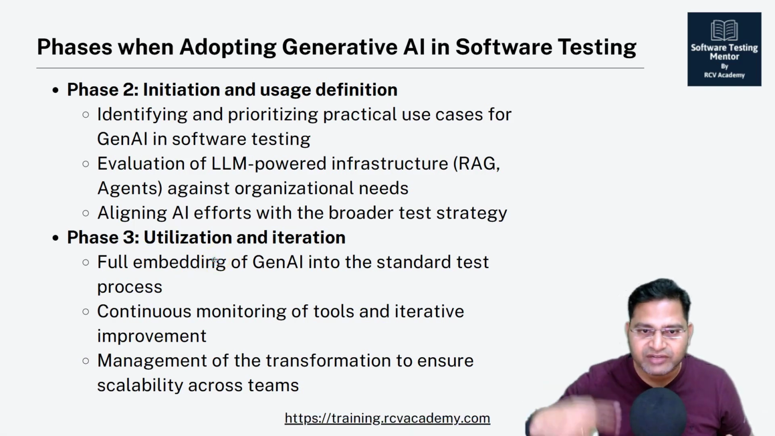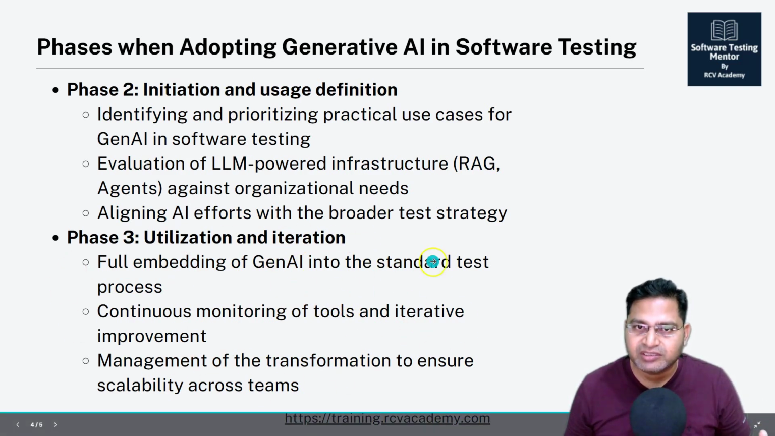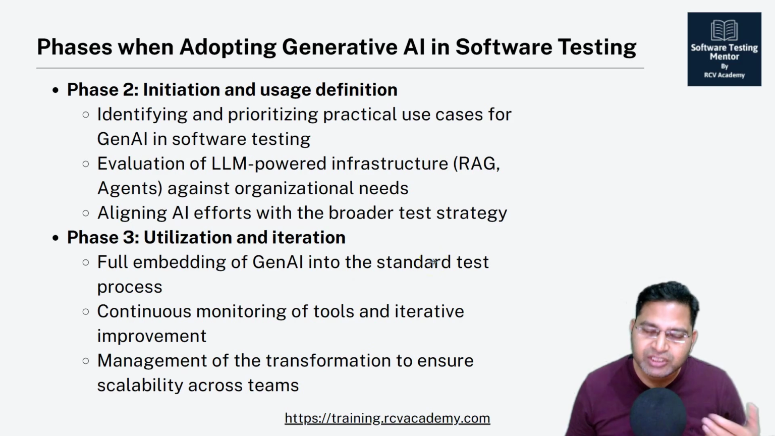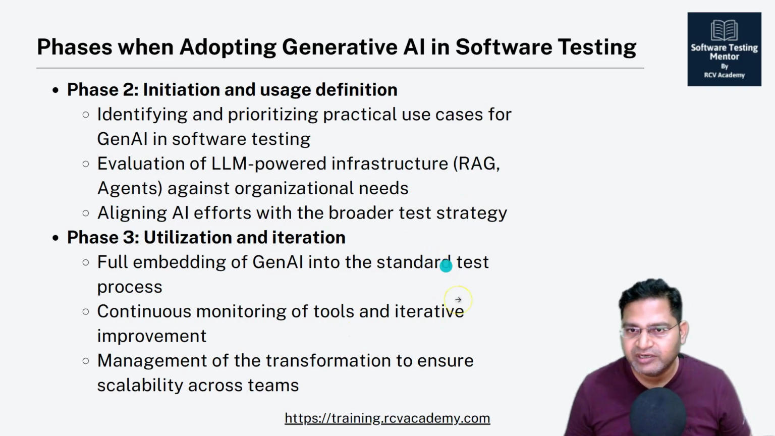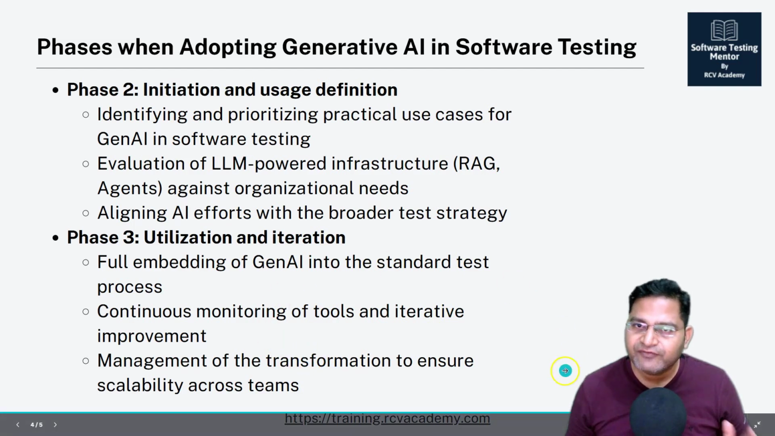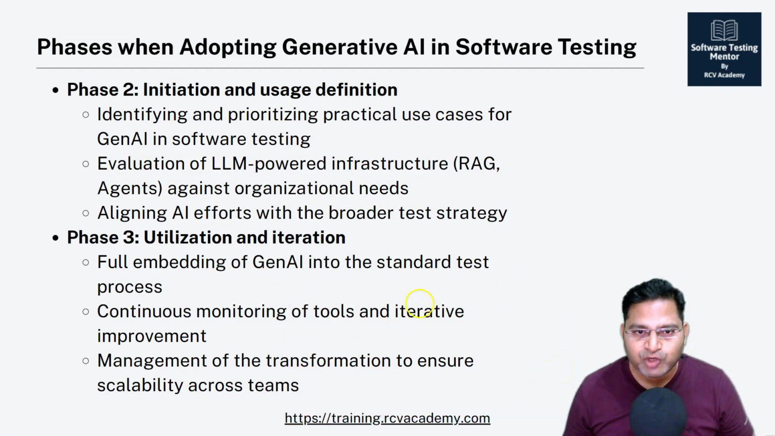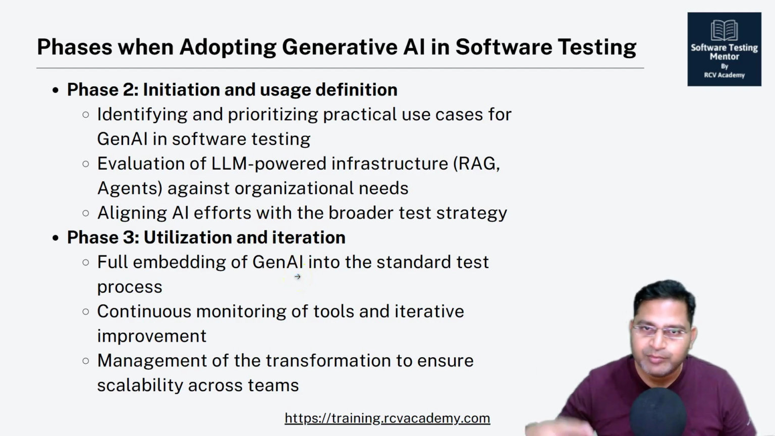This is iterative. After utilization, if some improvements need to happen, you do that with iterations. If there are improvements or issues, they get fixed in the next deployment. Then further issues raised by the team get fixed by another deployment. So iteratively the GenAI adoption or the models are improved over a period of time in software testing. These are the key phases of adopting generative AI in software testing.